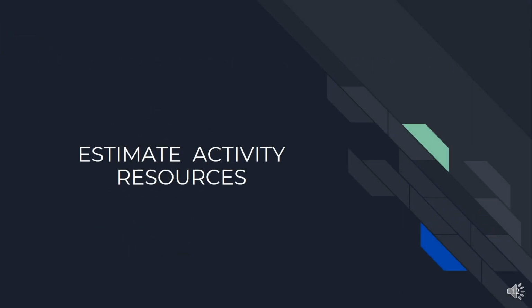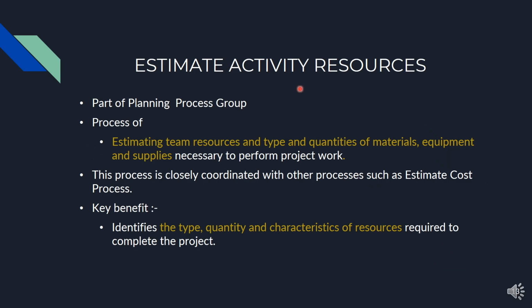The next process is estimate activity resources. Estimate activity resources is a part of the planning process group. The keyword for understanding estimate activity resources is that it estimates the resources in relation to the type and quantity of the resource. As we discussed, resources can be material, equipment and supplies which are required to perform the project work. The key benefit is that it identifies what type of resources we require, how much quantity, and what the characteristics of the resources required to complete the project should be.